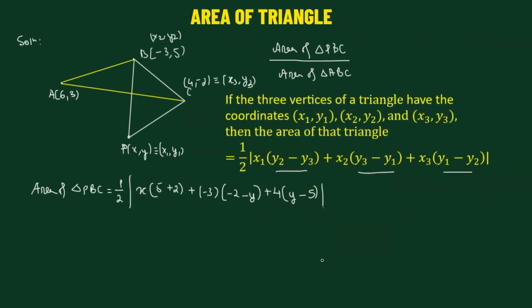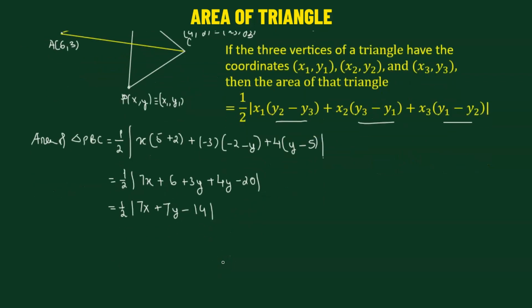So let's do one thing. Let's simplify the expression within the absolute value. So we're going to get half multiplied by, so we have 5 plus 2, that's going to be 7x. Then we have -3 multiplied by -2 minus y, so that's going to be plus 6 plus 3y. Added to 4 times y minus 5, so that's 4y minus 20. So this will be equal to 1/2 multiplied by the absolute value of 7x. So 4y plus 3y, that's going to be 7y. Then we have 6 minus 20, so that's going to be -14.